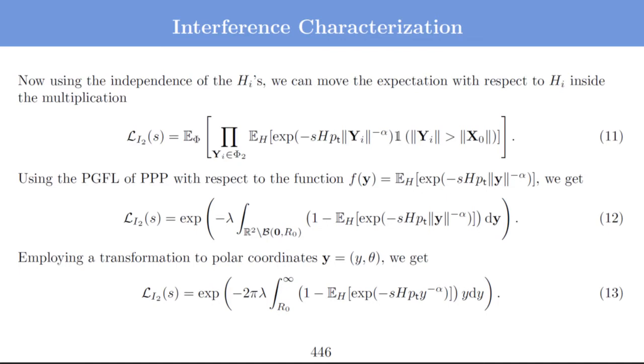Now the inside term will have expectation with respect to h, so the whole term will be some function of y. Okay, so we can apply the PGFL because it is the expectation with respect to phi of a product of terms F of y, where F of y is in this particular format. So we can apply the PGFL and then we can say that this is equal to exponential minus lambda integration of 1 minus F of y, and F of y is this particular function. Now we can again convert to polar coordinates, and then y becomes y dy, there will be a 2 pi term because of the angle, and then inside will be 1 minus expectation over h of exponential minus s h pt y to power minus alpha.